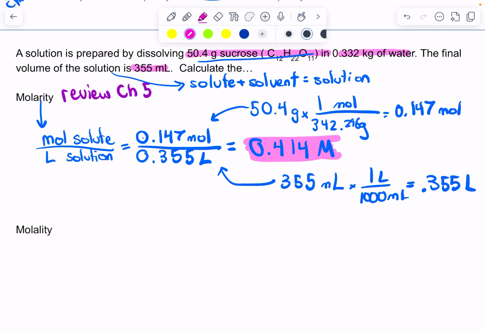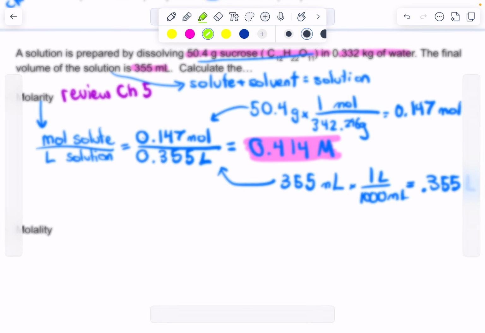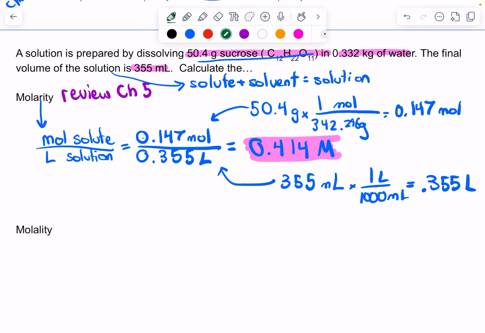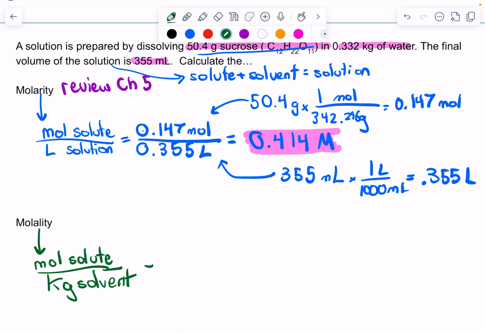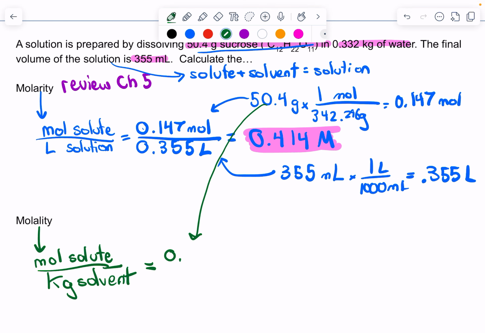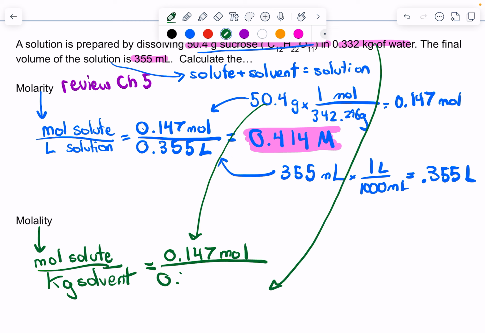Okay, molality, second one. We'll do this in a different color just to make sure that we're setting it off. Definition, molality is moles solute per kilogram solvent. Not kilogram solution, kilogram solvent. So just the water in this instance. So from above, I already solved the moles of the solute. So I'm just going to use that over again, 0.147 moles. And the kilograms of solvent is right there in the question, 0.332 kilograms of the solvent.